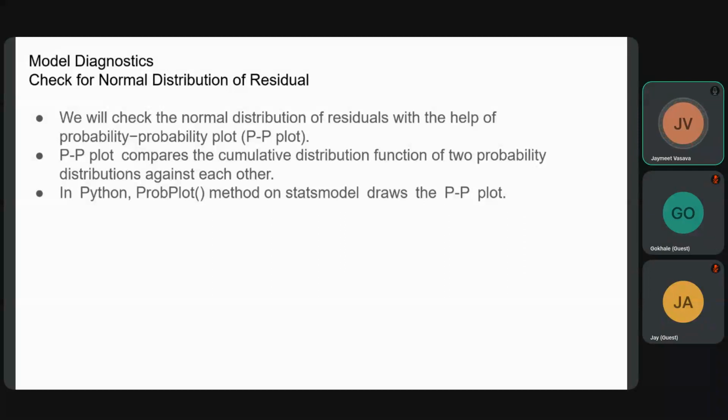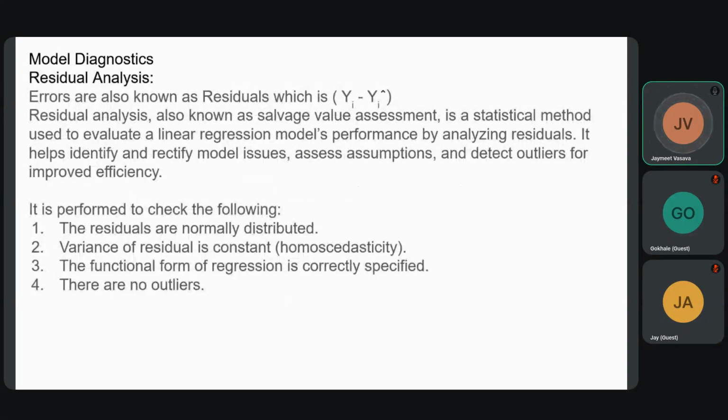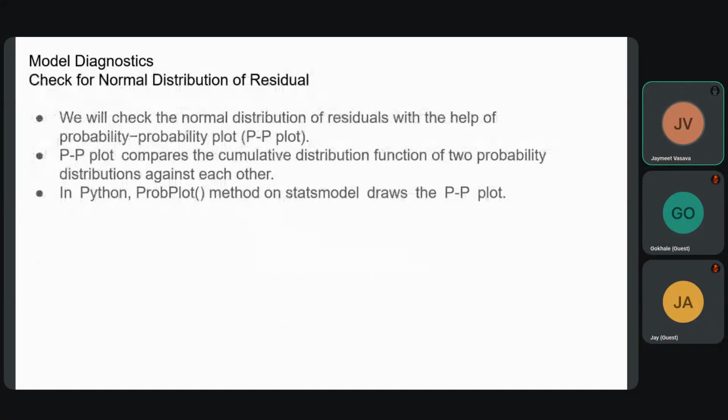As discussed here, the residuals follow a normal distribution. So we'll check the normal distribution for residuals with the help of a probability plot, which is the PP plot. The probability plot compares the cumulative distribution function of two probability distributions against each other. Using the ProbPlot method on statsmodels, we'll draw the probability plot.